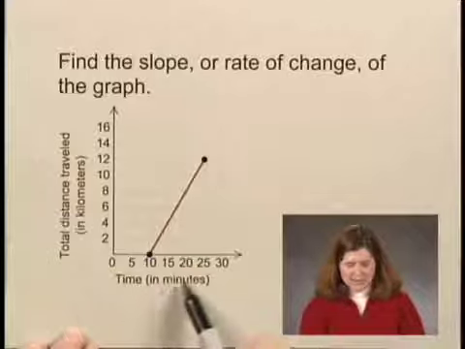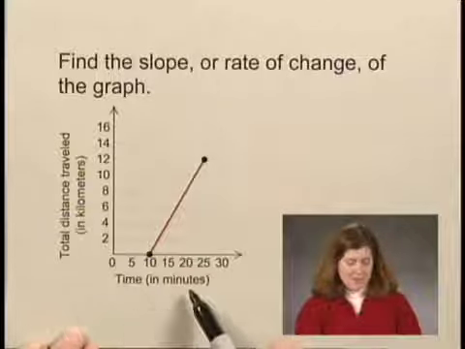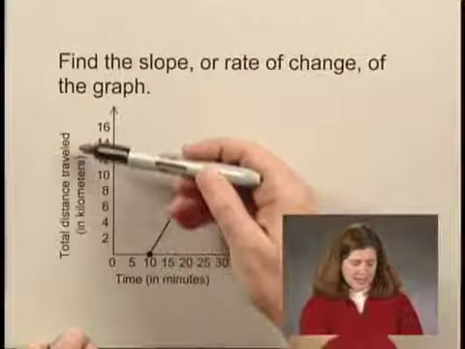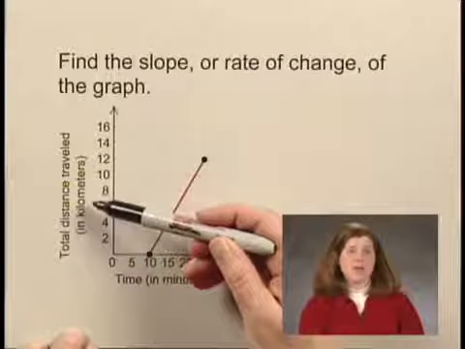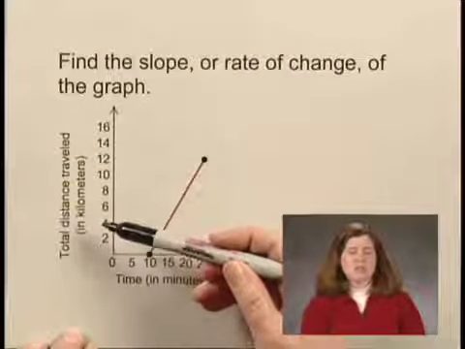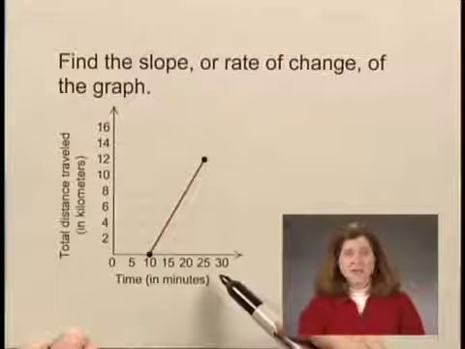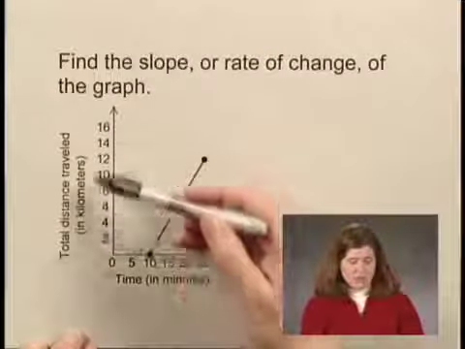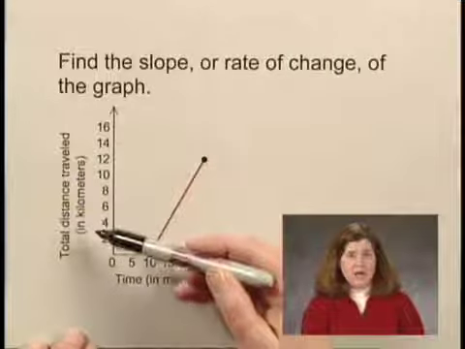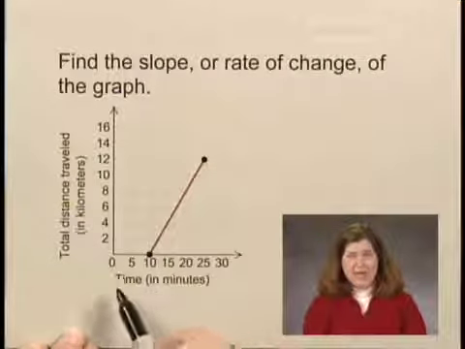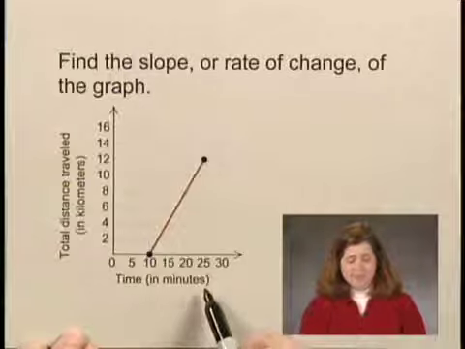The horizontal axis is labeled in time, minutes, and the vertical axis is labeled in distance, in kilometers. Since the slope is the change in y over the change in x, the units for rate of change will be the y units, kilometers, over the x units, minutes.